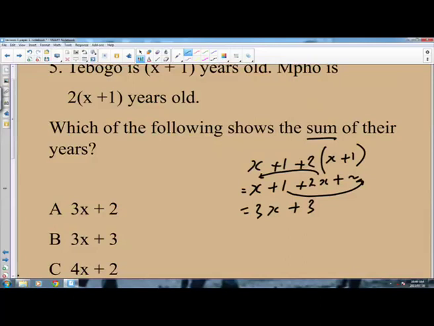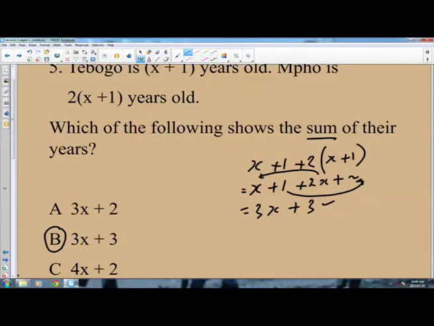A says 3x plus 2. This is not what we got. B is 3x plus 3, and this is what we got. We therefore circle B, because 3x plus 3, which is what we worked out, is equal to the answer given at B. So the correct answer to this question is B. Remember to circle B because you answer this by circling the correct answer.